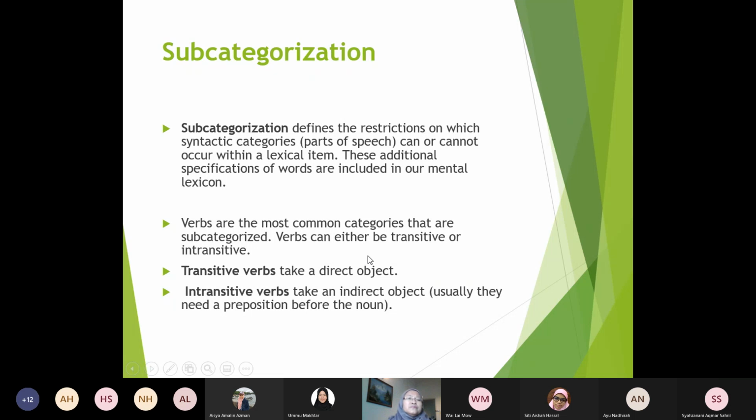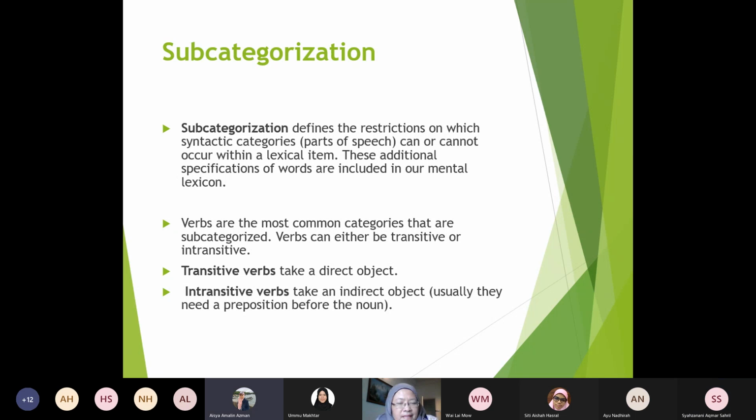Okay, then we go to subcategorization. Subcategorization defines the restriction on which syntactic categories or parts of speech can or cannot occur within a lexical item. This additional specification of words is included in our mental lexicon. Basically, what this means is, you remember when we were doing syntax and we did subcategorization, right? Subcat, do you remember subcat last semester?